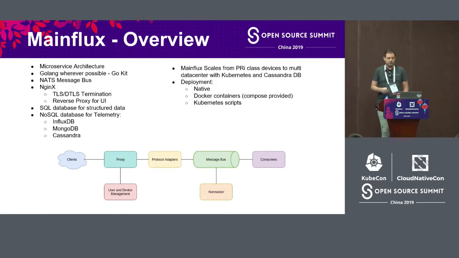So we easily run the whole solution on a Raspberry Pi type of computer, and the same solution we scale out to hundreds of machines in the cloud, geographically distributed. But to go back to the architectural blocks: usually there are some clients, which are actually the things, and those things connect through some security, through some proxy, via different protocols to the back end of the system.